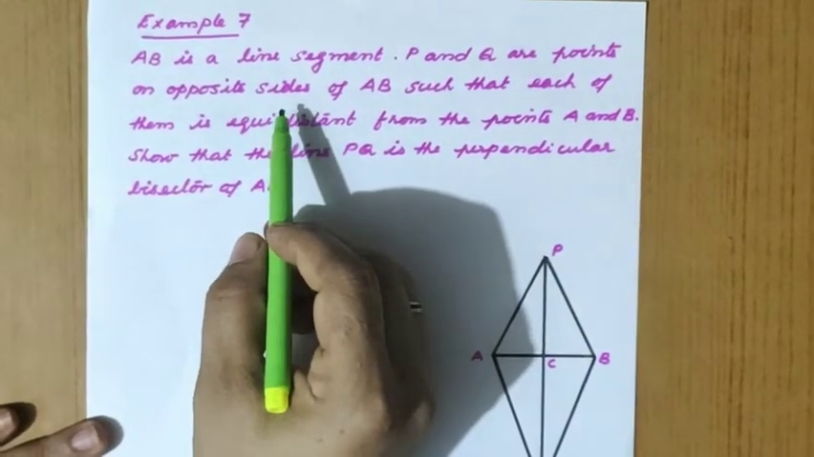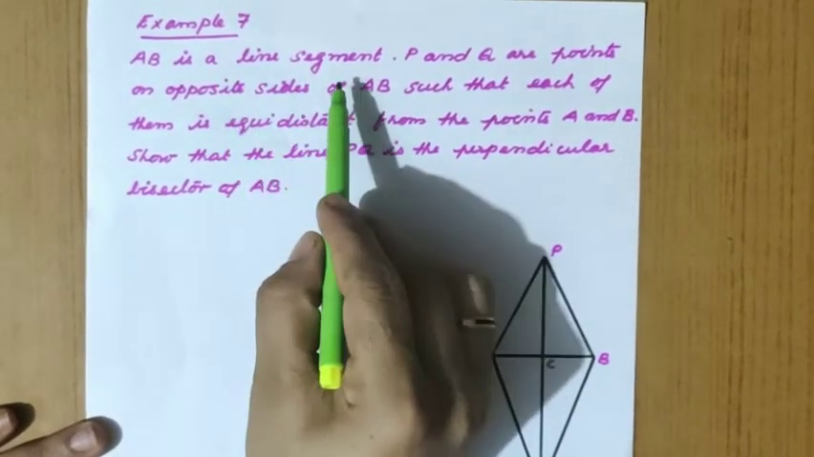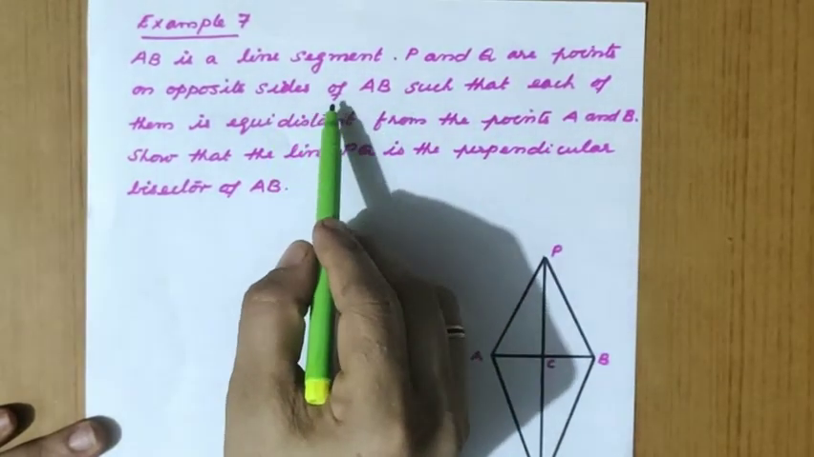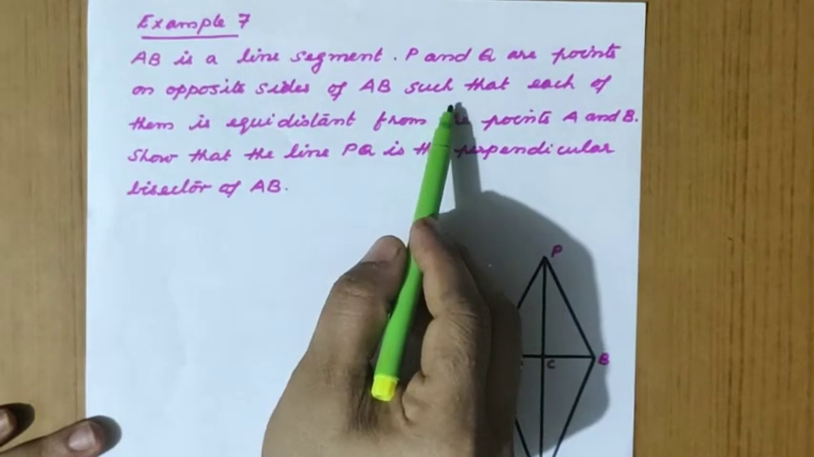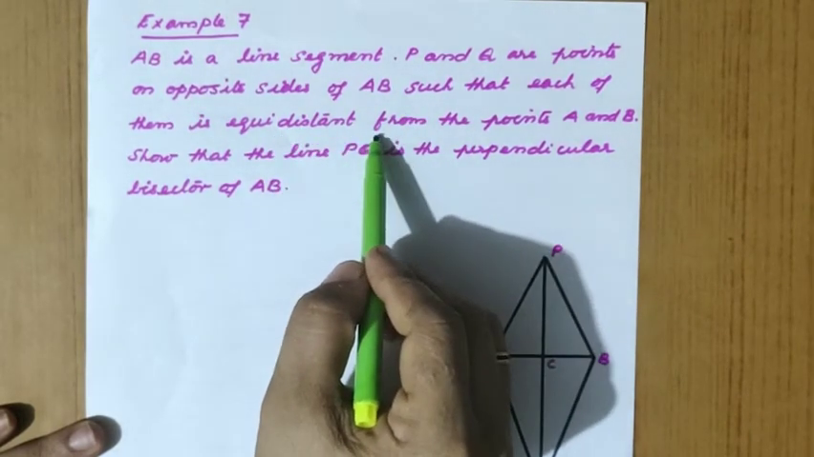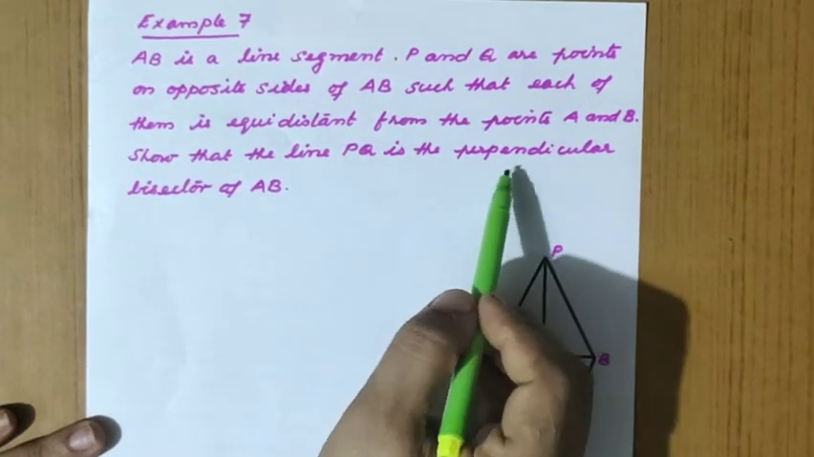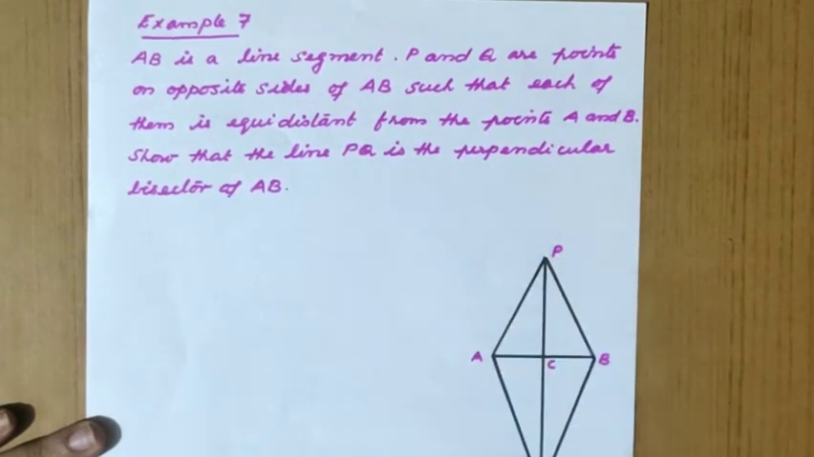Example 7, one of the important questions. AB is a line segment. P and Q are points on opposite sides of AB such that each of them is equidistant from the points A and B. Show that the line PQ is the perpendicular bisector of AB.